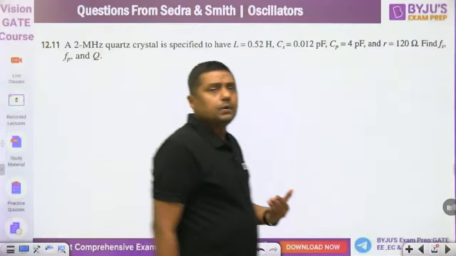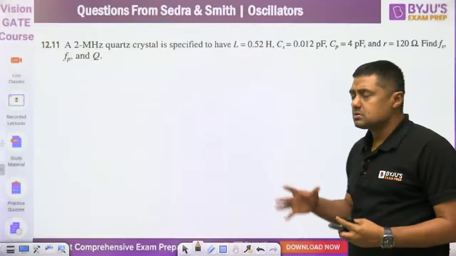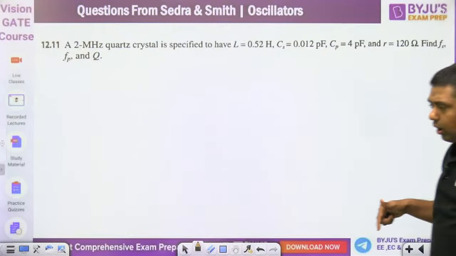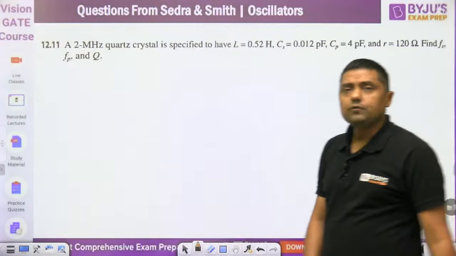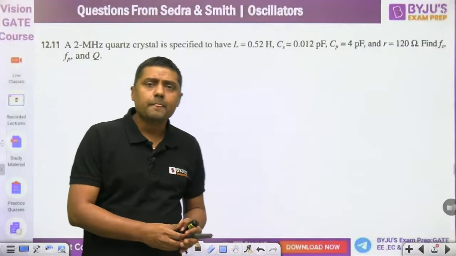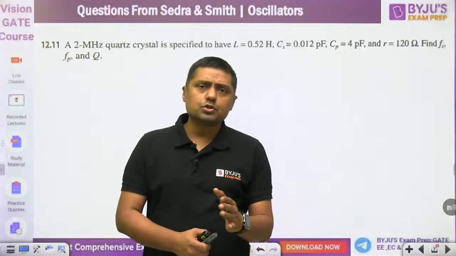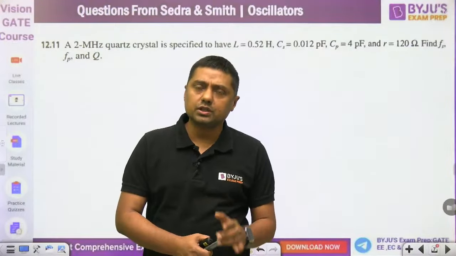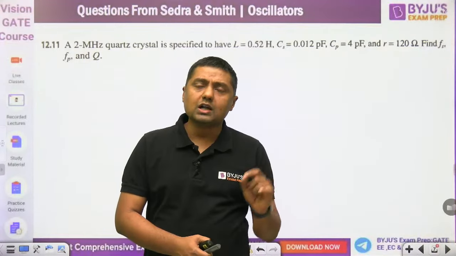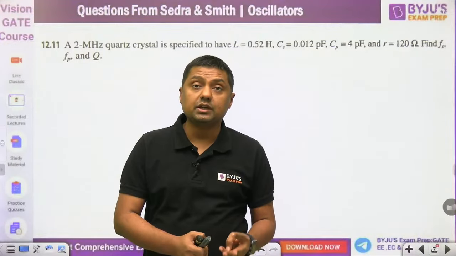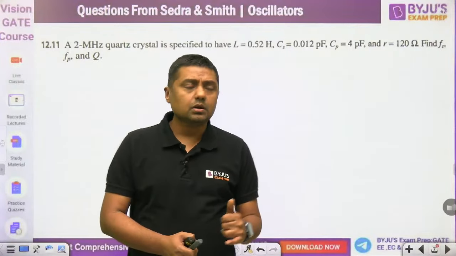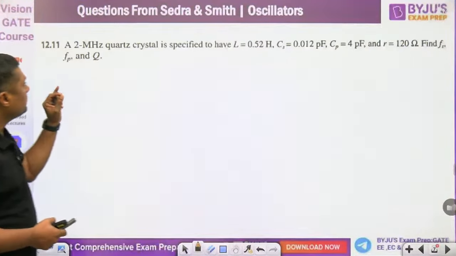There are a number of topics like the Wien bridge oscillator. Already today I have solved a question from the Wien bridge oscillator. I will give you the standard condition for the Wien bridge oscillator, and you can find a number of formula-based questions on it in the same chapter, and questions based on RC phase shift oscillator by using BJT, op amp, FET, and crystal oscillator. That is a question on crystal oscillator.